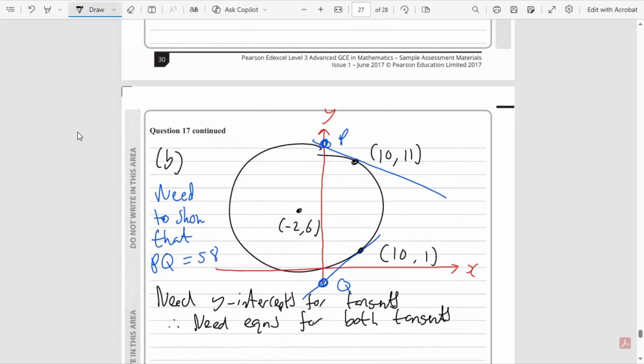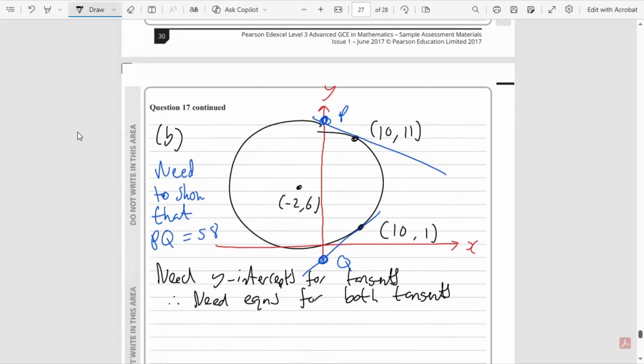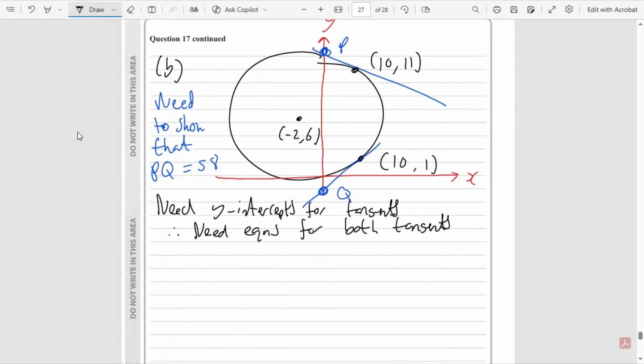Once we've got the equations of the tangents, in the form y = mx + c, obviously the +c is the y-intercept, as you should know. So once we get the two c's, we can just work out the difference between them. Okay, so let's start with the tangent at the top one, (10, 11). We'll start with that one first.